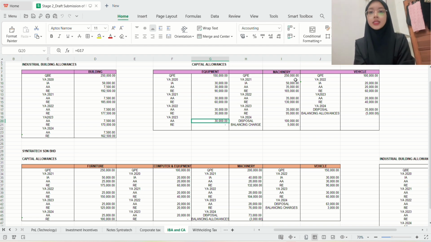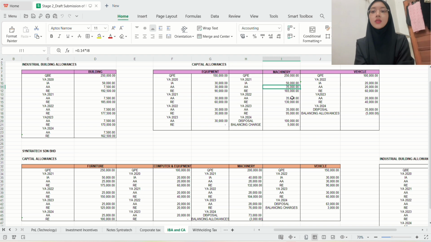Meanwhile, for machinery, the QPE is 250,000. For year assessment 2021, we must know the initial allowance and annual allowance. The percentage for an initial allowance for machinery is 20%, while for AA is 14%. We must multiply the percentage with QPE for machinery. Then we will get 50,000 for IA and 35,000 for AA in year assessment 2021.